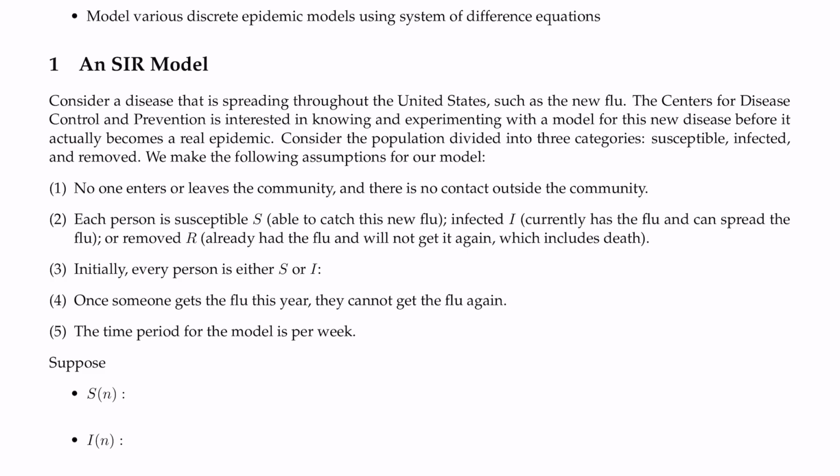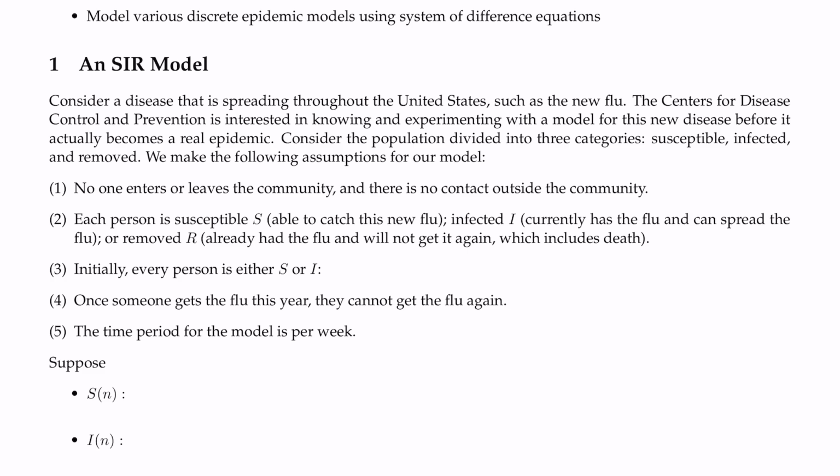So let's make the assumptions here that we consider a disease that is spreading throughout the United States, such as a new flu. The CDC is interested in knowing and experimenting with a model for this new disease before it actually becomes a real epidemic. Consider the population divided into 3 different categories: susceptible, infected, and removed or recovered. We make the following assumptions for our model: that no one enters or leaves the community and there is no contact outside the community. So we have a closed system in this particular context.